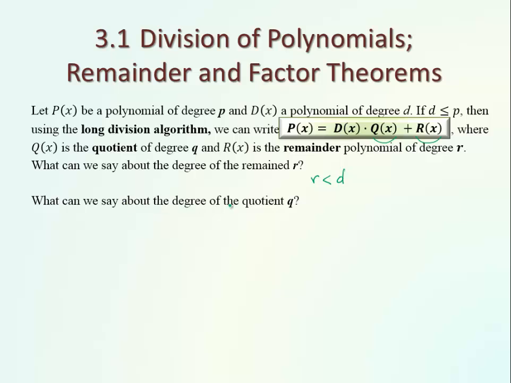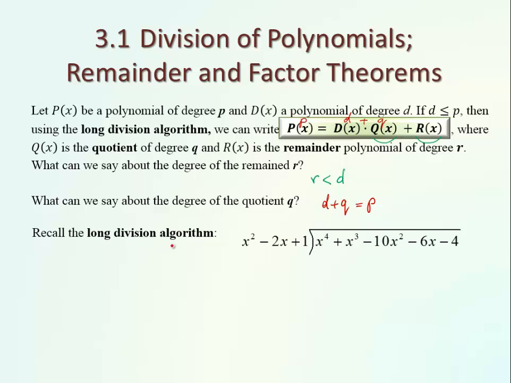What can we say about the degree of the quotient? If the degree of the divisor is d and the degree of the original polynomial is p, then the quotient must have a degree q such that, when added to d, it gives you p. Why? Because when we multiply polynomials, the highest exponent is obtained by multiplying the leading terms, which are of degree d and q. So if we multiply x to the d times x to the q, we add the exponents, and d plus q gives us p.